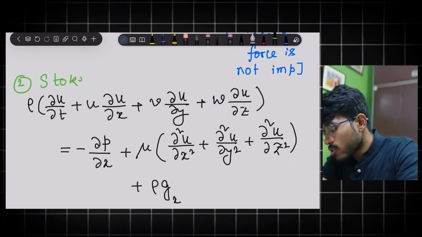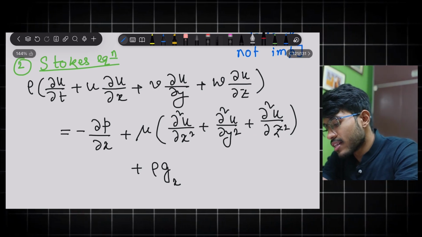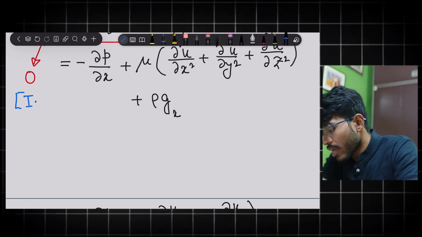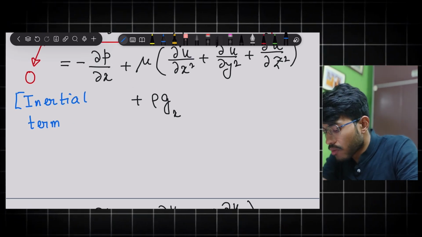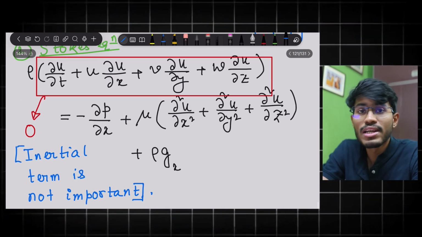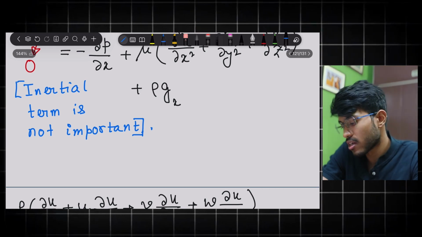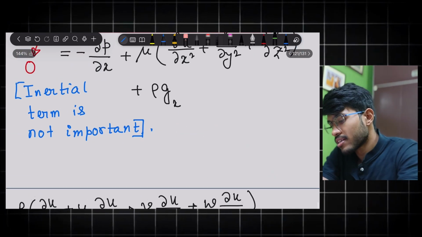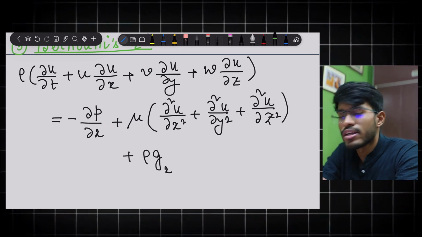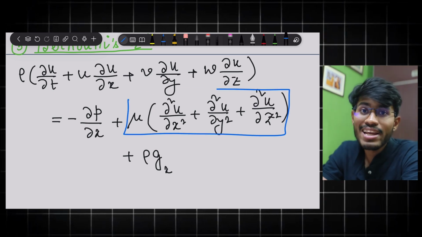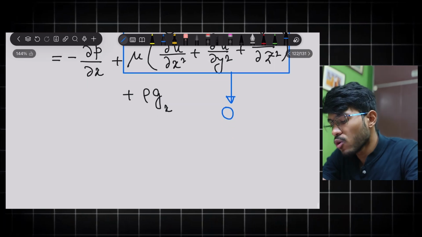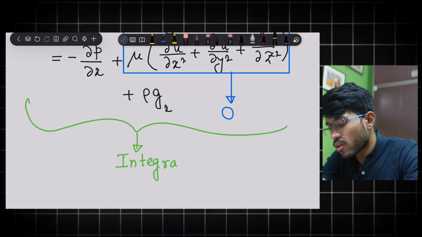So let us go to the Stokes equation. In the Stokes equation, this term will be dropped out. This term will be 0, when the inertial term is not important. I know that most of you have not heard about the Stokes equation, but this is a very important equation in fluid mechanics. Now let us see maybe the Bernoulli equation. For Bernoulli's equation, you know that the viscous term should again not be important, right? So this term will be dropped out, and after that you have to integrate the whole equation.